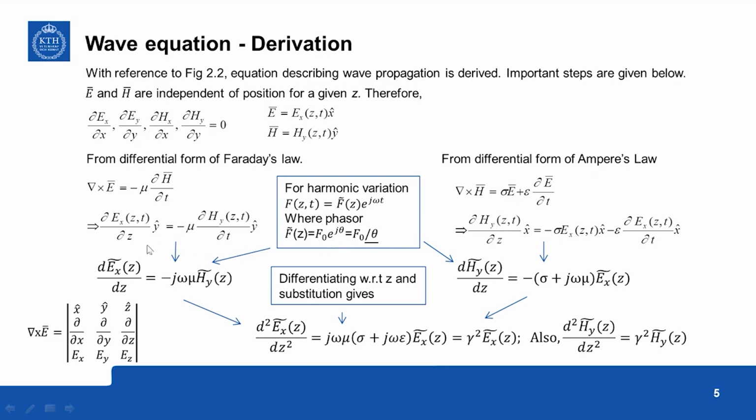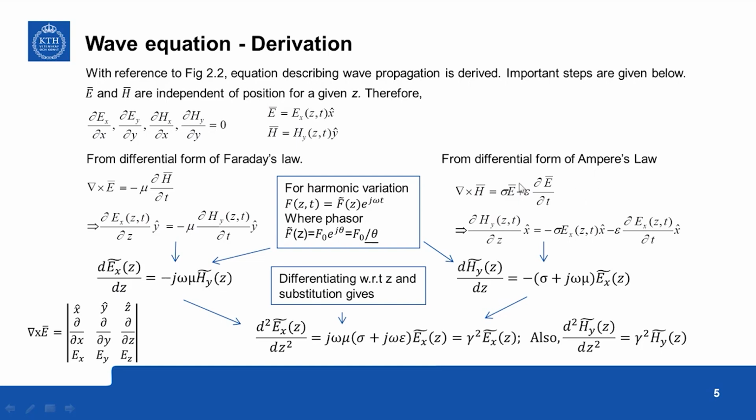Now if we substitute this into this equation, and similarly the same equation can be written for the magnetic field in phasor form, then e to the power of j omega t on both sides will cancel each other, and what remains is this equation: rate of change of E with respect to z equals minus j omega mu H. The j omega comes from the differentiation of this. So this is one of the equations.